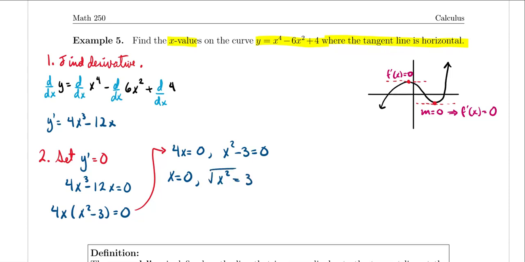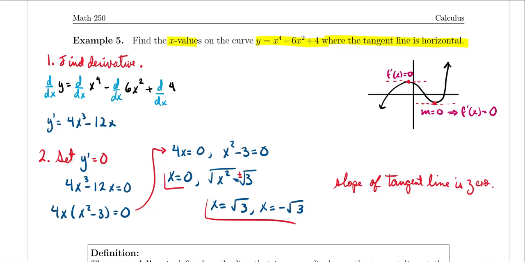Take the square root of both sides, not forgetting the plus or minus. We get that x equals the square root of 3, or x equals the negative square root of 3. And that's it, we're done. What we just found are the x-coordinates for the places on the graph where the tangent line is horizontal. Excellent. And again, I'll emphasize it here: for these values, the slope of the tangent line is 0.